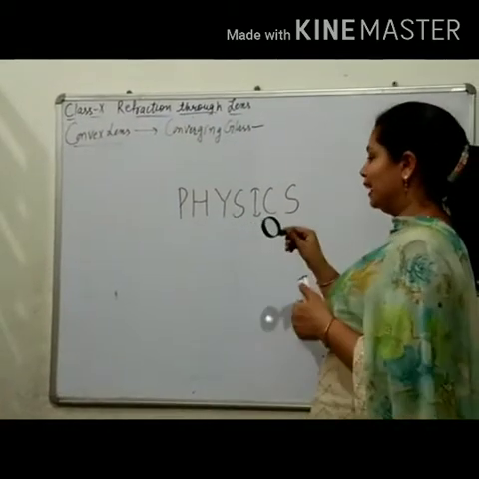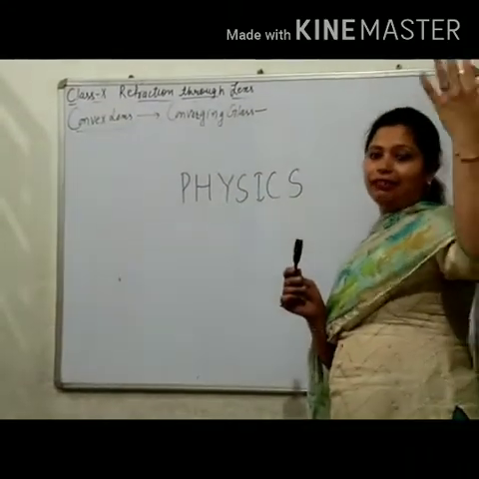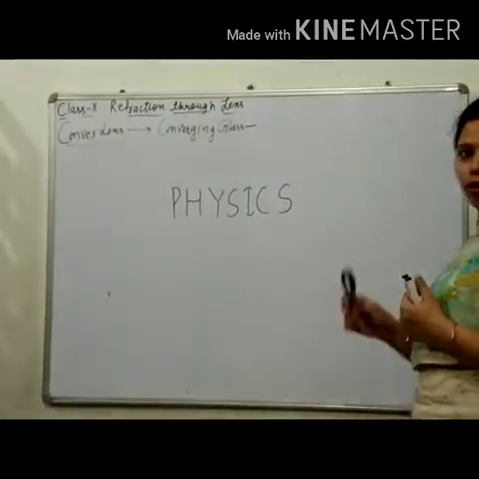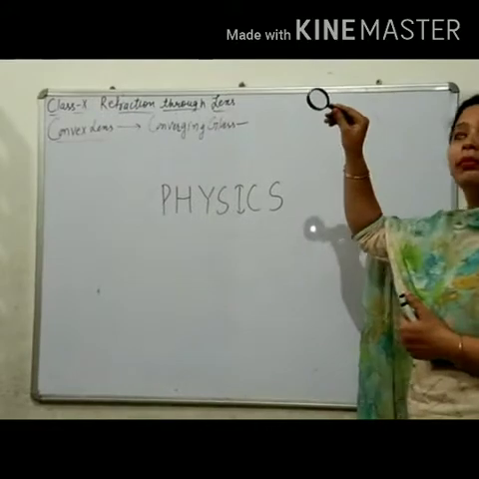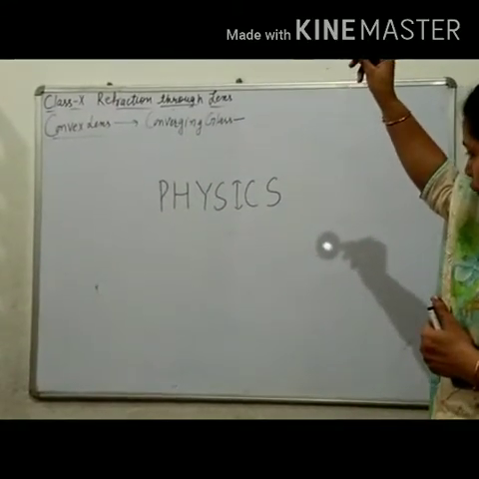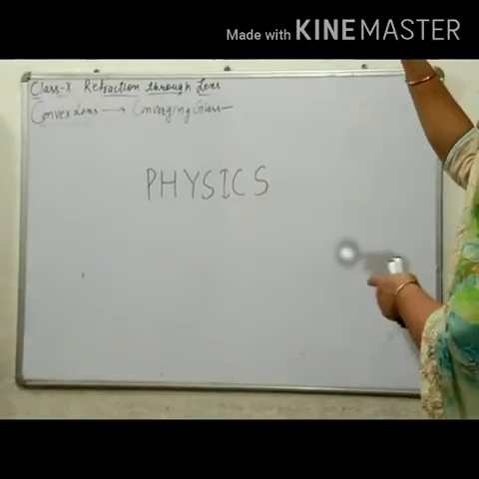Let us suppose that I am having this. I want to focus the rays of my tube light on the board. See what happened. You can see the image of the tube light. I am taking it away. The image is getting blurred.